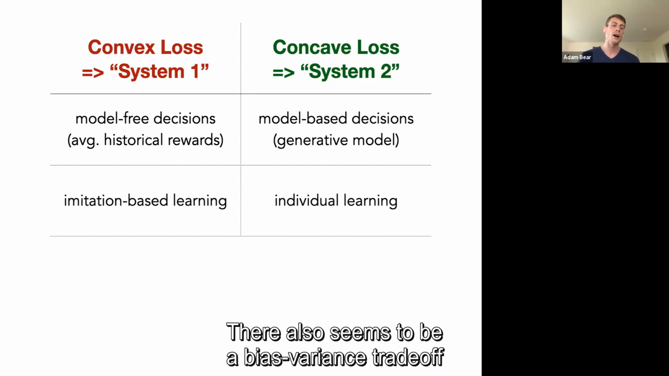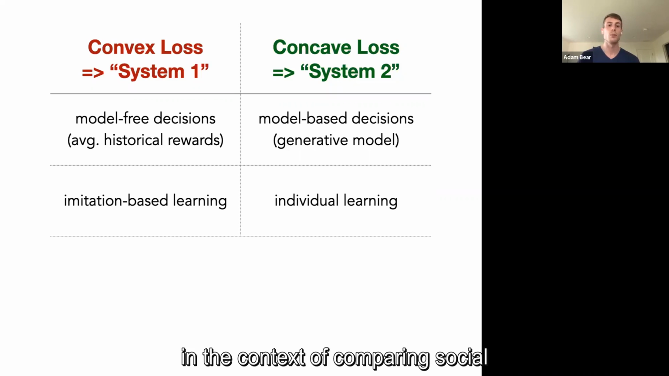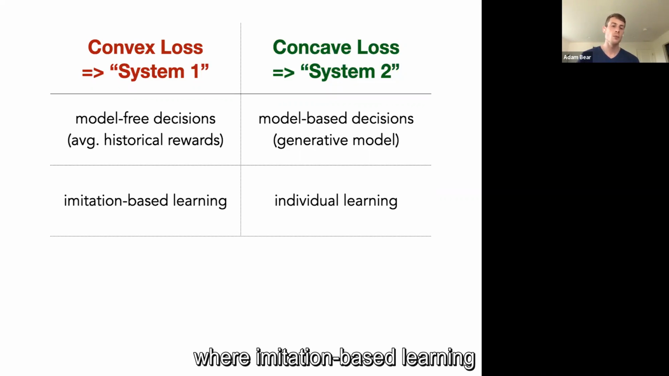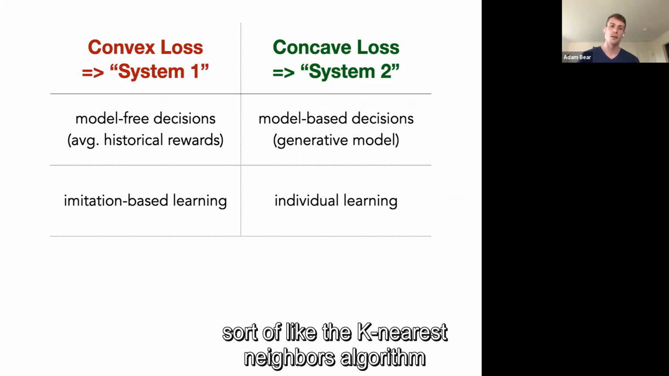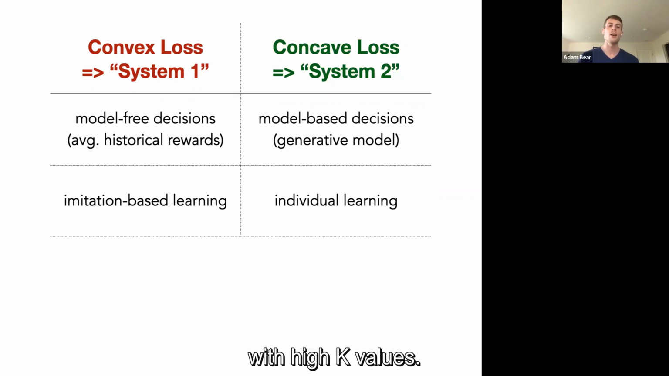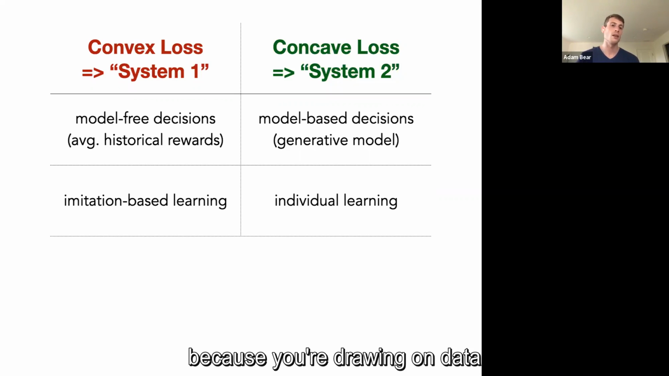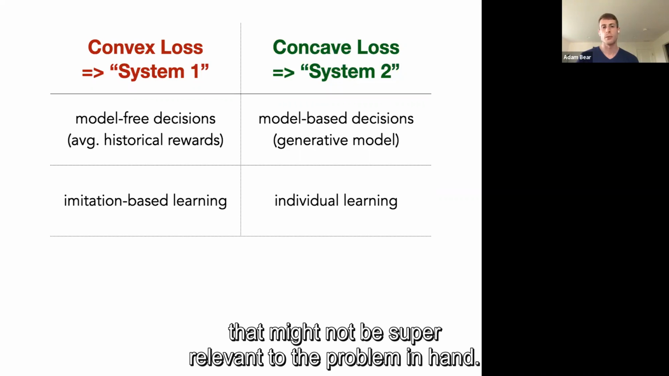There also seems to be a bias-variance trade-off in the context of comparing social or imitation-based learning with more individual learning, where imitation-based learning lets you draw on a lot more data, sort of like the k nearest neighbors algorithm with high k values. However, that can bias your decisions or predictions because you're drawing on data that might not be super relevant to the problem at hand.